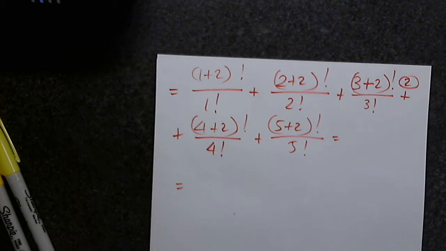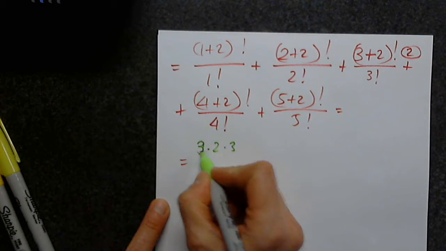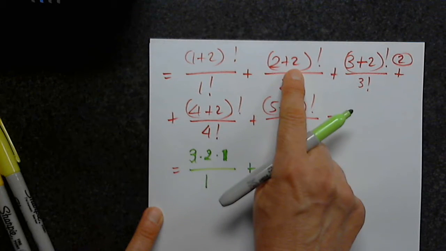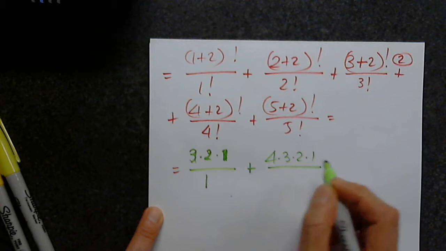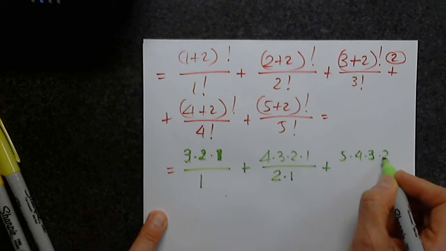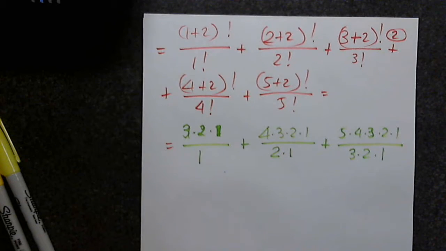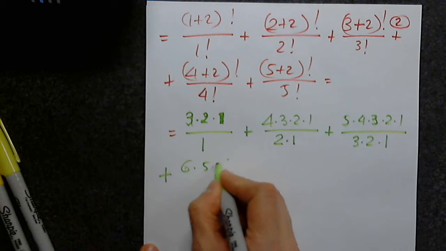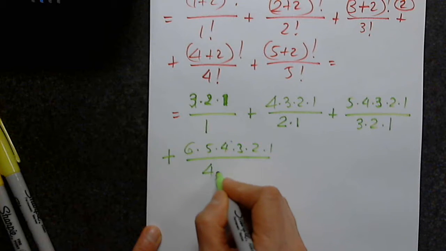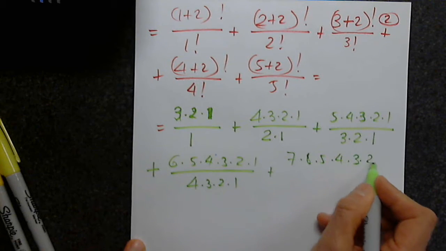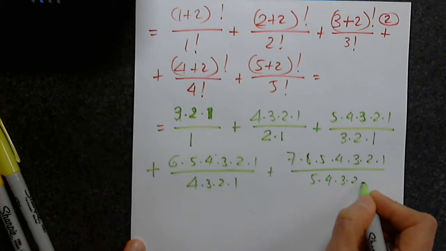Very good. 1 plus 2 is 3, factorial is 1 times 2 times 3. I should write it in the correct order, 3 times 2 times 1. It doesn't matter. Over 1 factorial, which is 1, plus 2 plus 2 is 4. So 4 times 3 times 2 times 1 over 2 times 1, plus 5 factorial, 5 times 4 times 3 times 2 times 1 over 3 times 2 times 1. Bear with me. You can go ahead if you want to with a simplification. That's fine. 6 times 5 times 4 times 3 times 2 times 1 over 4 times 3 times 2 times 1. And finally, 7 times 6 times 5 times 4 times 3 times 2 times 1 over 5 times 4 times 3 times 2 times 1.